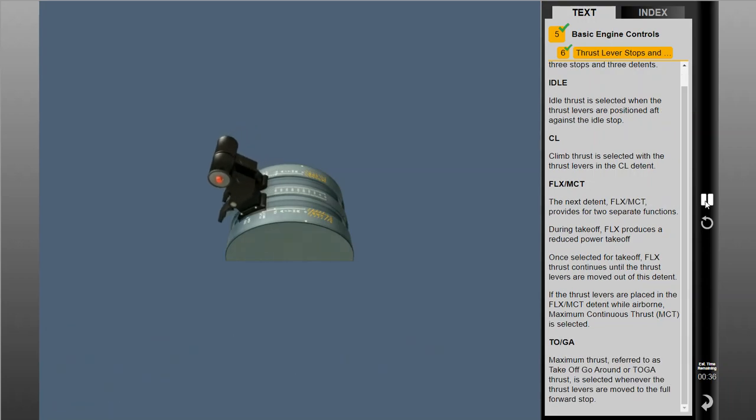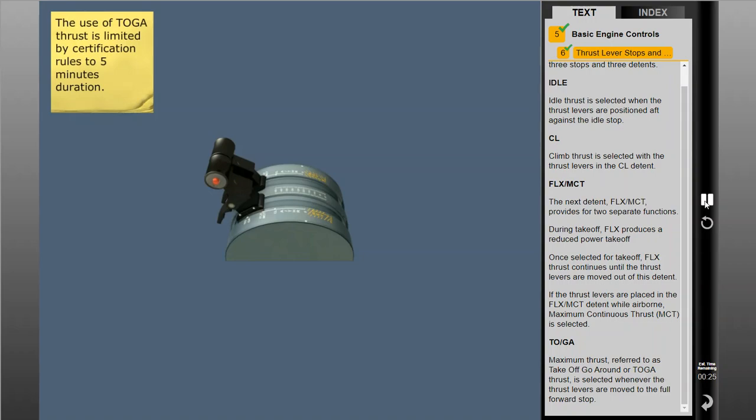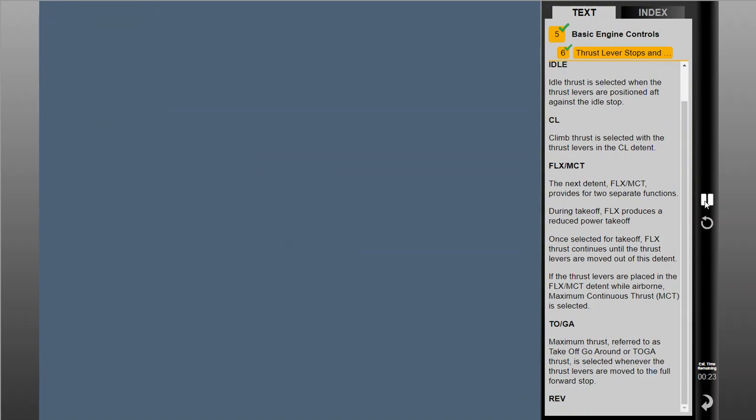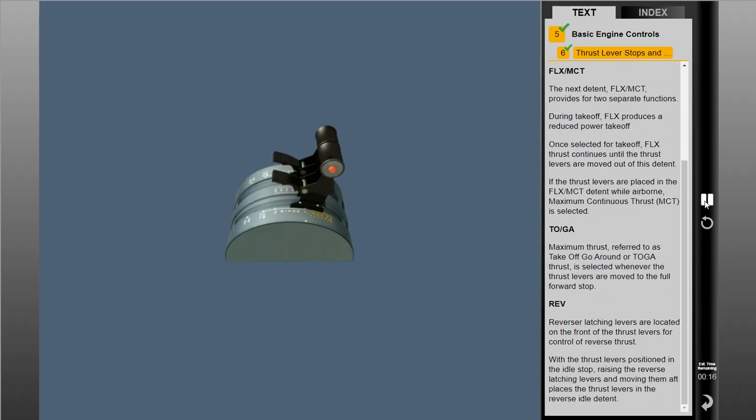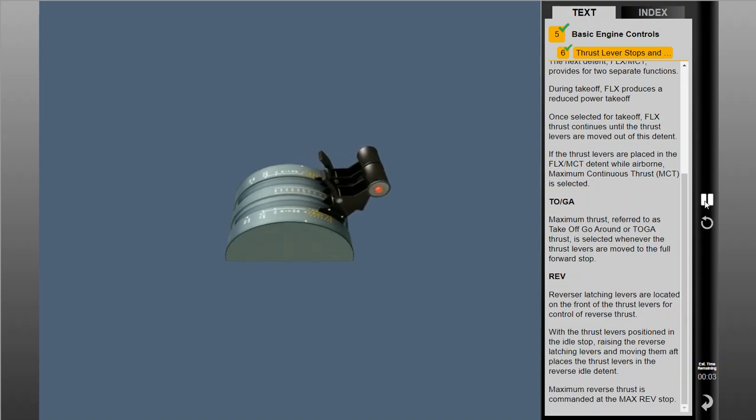Maximum thrust, referred to as takeoff go-around or TOGA thrust, is selected whenever the thrust levers are moved to the full forward stop. Reverser latching levers are located on the front of the thrust levers for control of reverse thrust. With the thrust levers positioned in the idle stop, raising the reverse latching levers and moving them aft places the thrust levers in the reverse idle detent. Maximum reverse thrust is commanded at the maximum reverse stop.